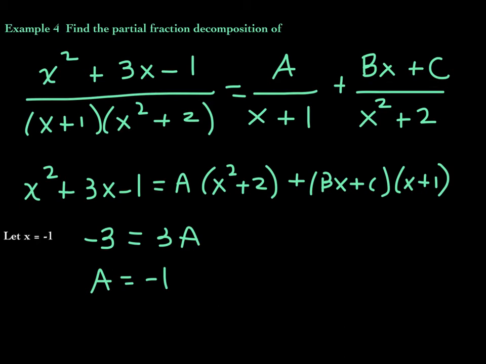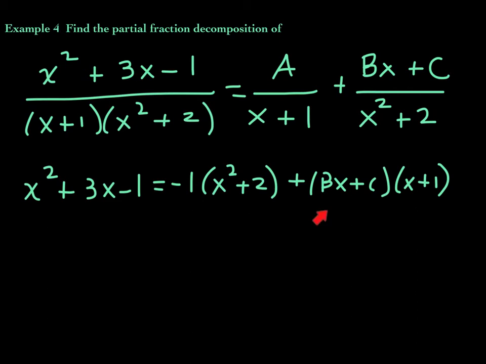What I'm going to do now is something similar to what I did in the previous example. I'm going to go back to our identity, and I'm going to let A be -1 because that's exactly what it is. So I'm going to update my identity, if you will, with this A value being -1. All right, now look at your identity. We know A is -1, so now we're looking for B and C.